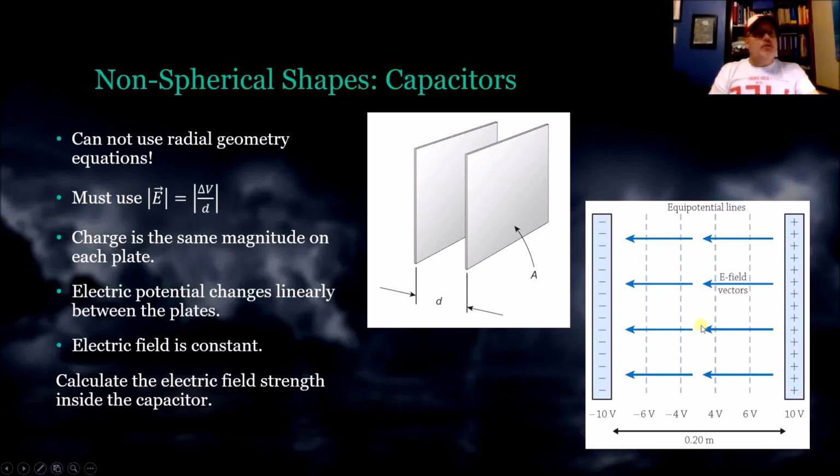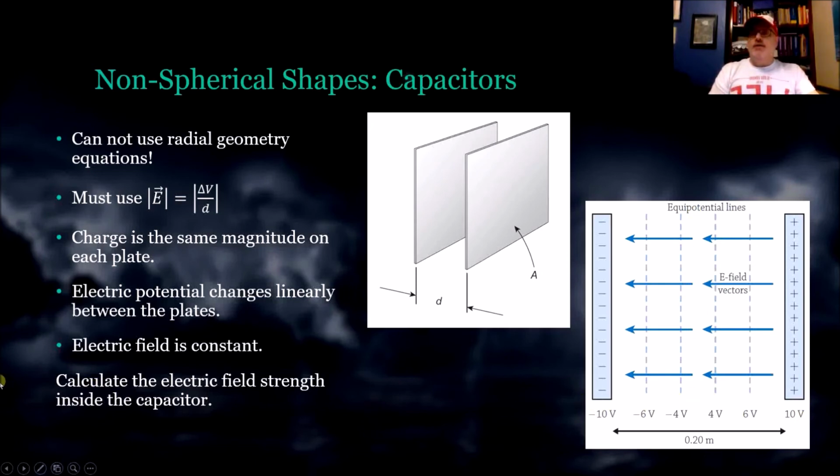Here we go. Here's what it looks like inside. One plate's positive, one plate's negative. The electric field points from positive to negative. It's uniform except for around the edges. And the equipotential lines will be perpendicular to it, and they'll be uniformly spaced. So in this case, this one has 10 volts over here on the right, negative 10 volts on the left. It has 0 volts right down the middle.